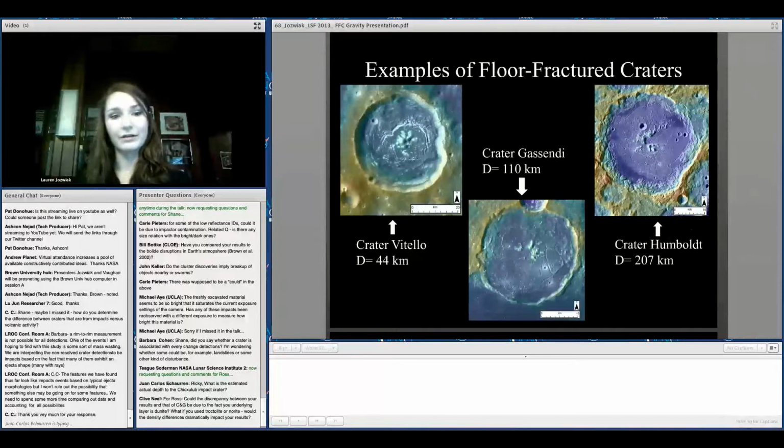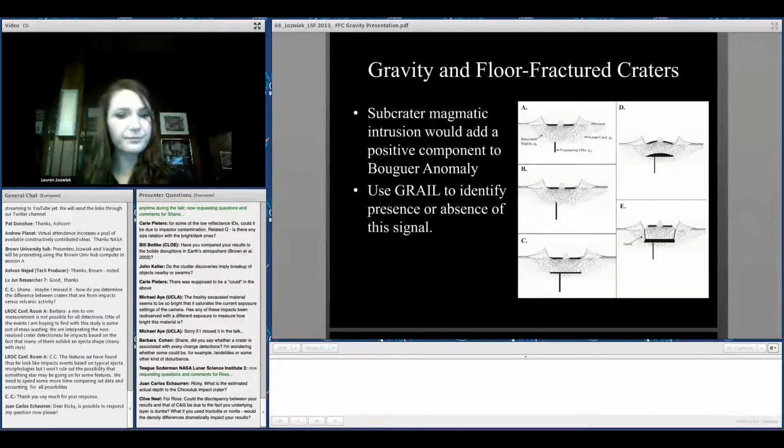So, some examples of floor-fractured craters here. We have the crater Vitello, which has these really beautiful concentric fractures around the uplifted central region. We move on to the crater Gassendi. You can see visually it's a very shallow crater and has a network of fractures across the floor and some mare infill here. And then also the large crater Humboldt. It has a net of polygonal fractures across the floor and deposits of mare material along the edges of the crater floor, covering up some of the concentric fractures.